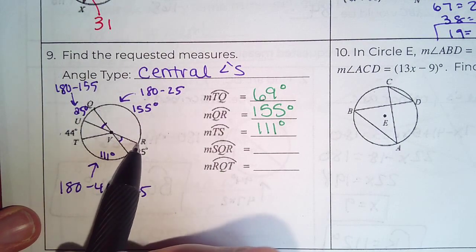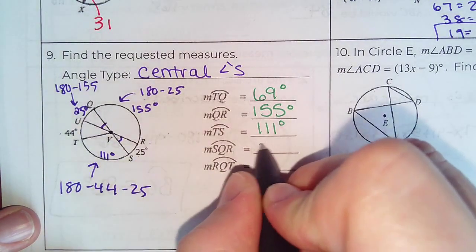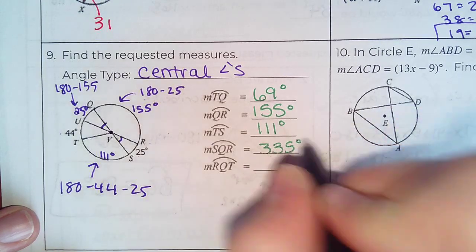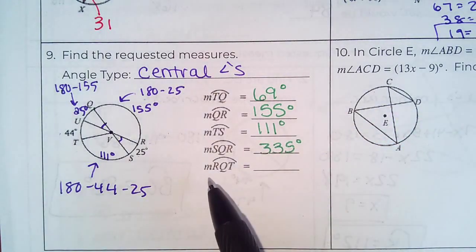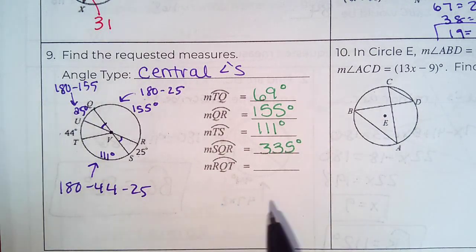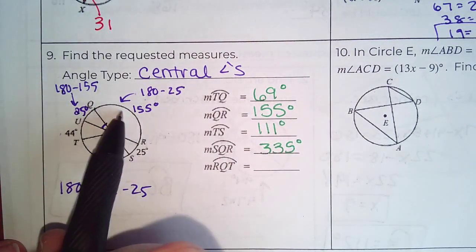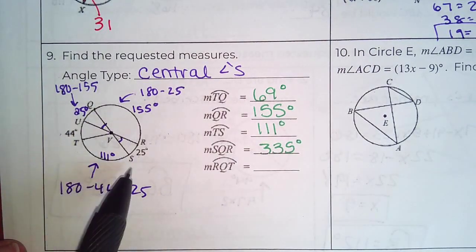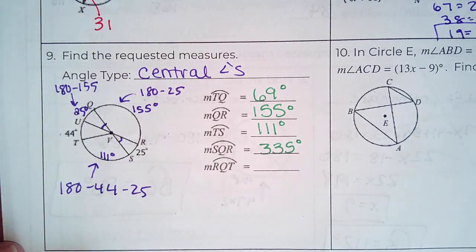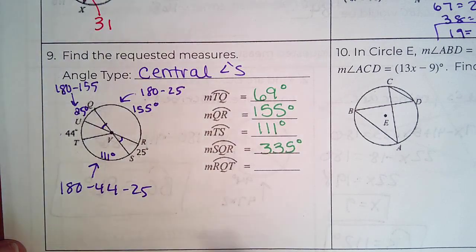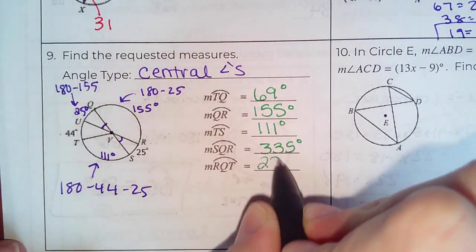So 360 minus 25, 335. Arc RQT, R to Q to T. I'll add those up. So 155 plus 25 plus 44, 224.